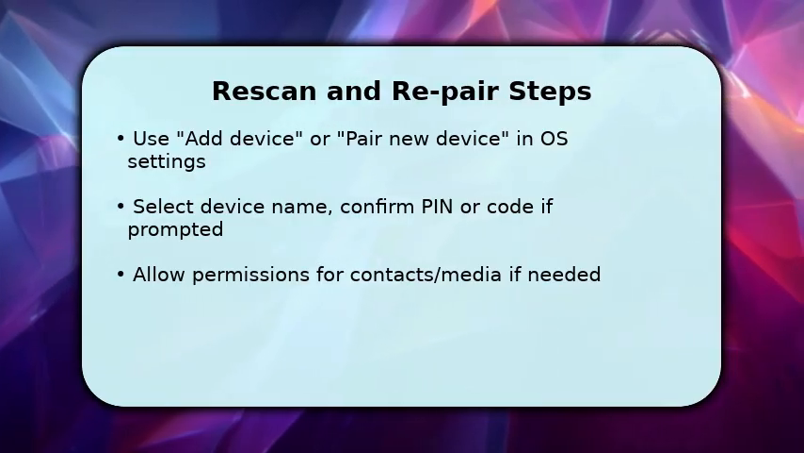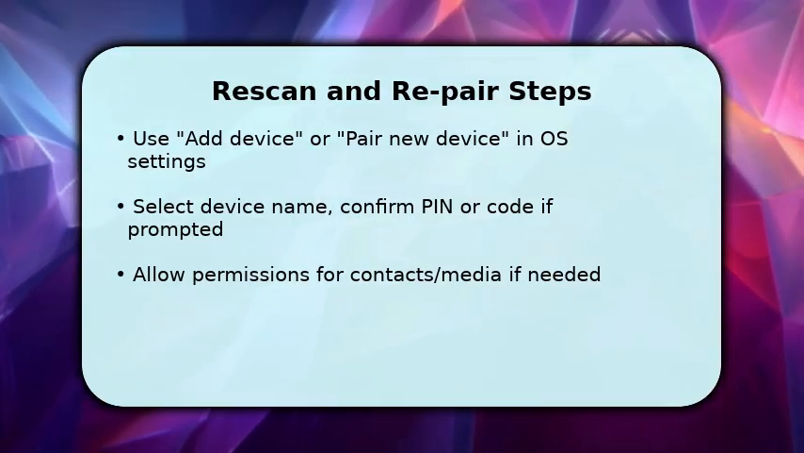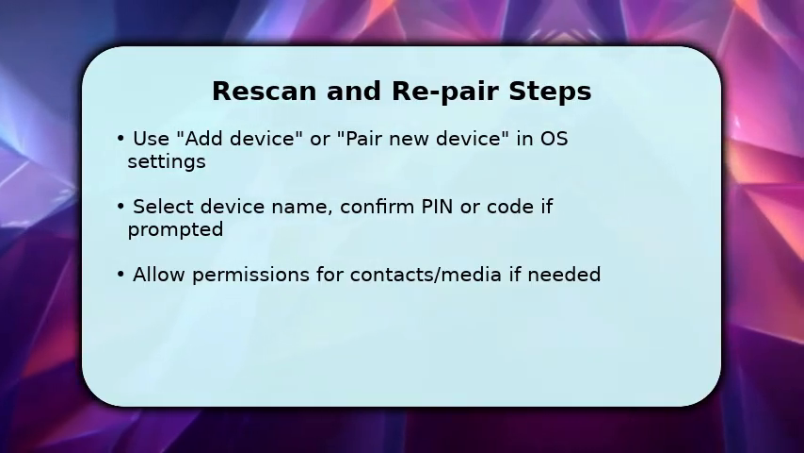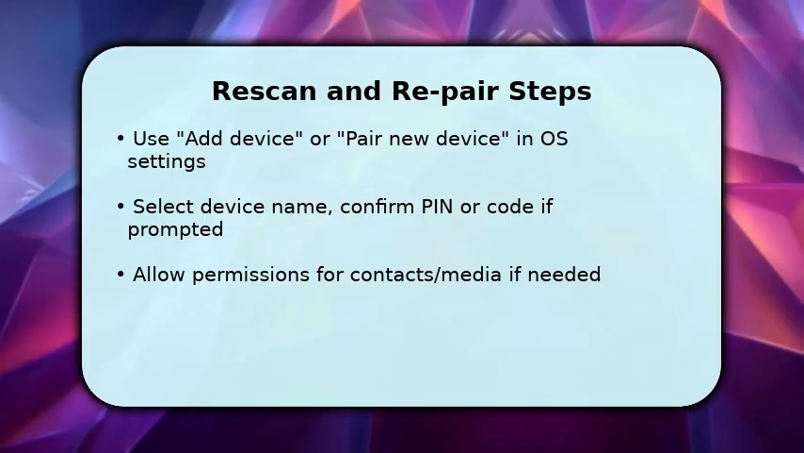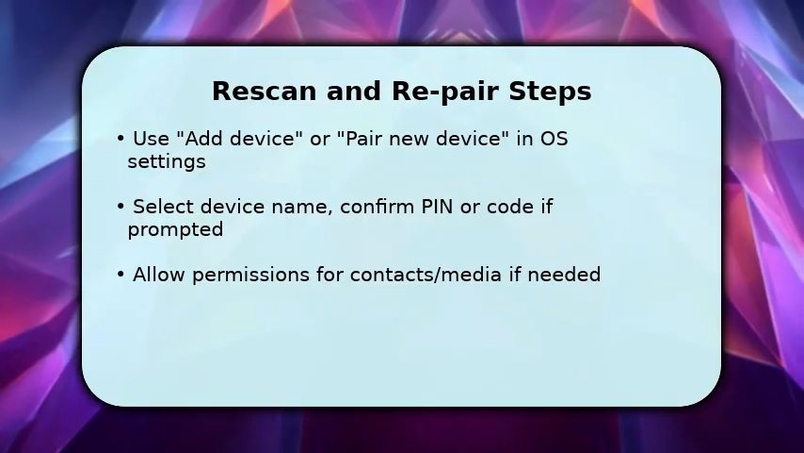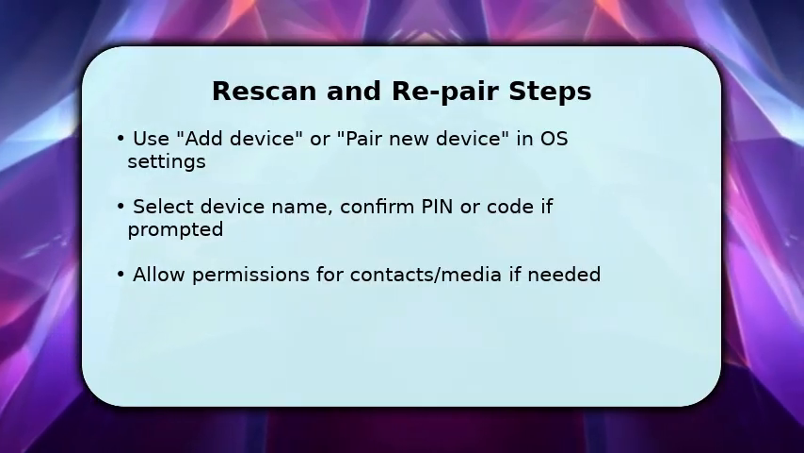When the forgotten device appears, select it and confirm a PIN or accept the pairing request. This verifies identity and prevents accidental connections. Make sure to grant necessary permissions for audio or data transfer, so the device functions fully after pairing.